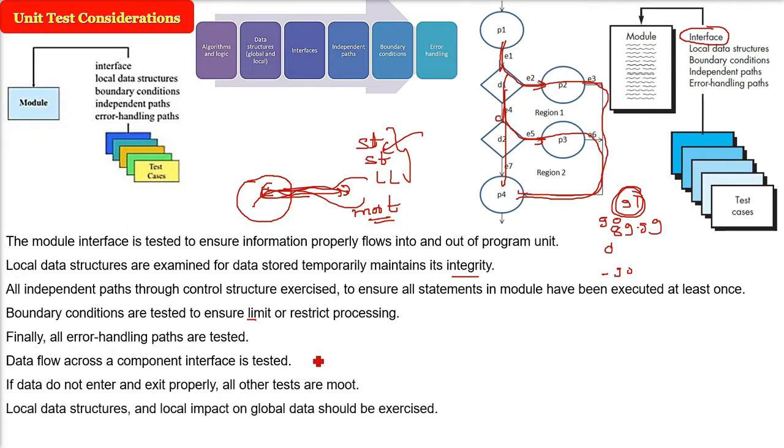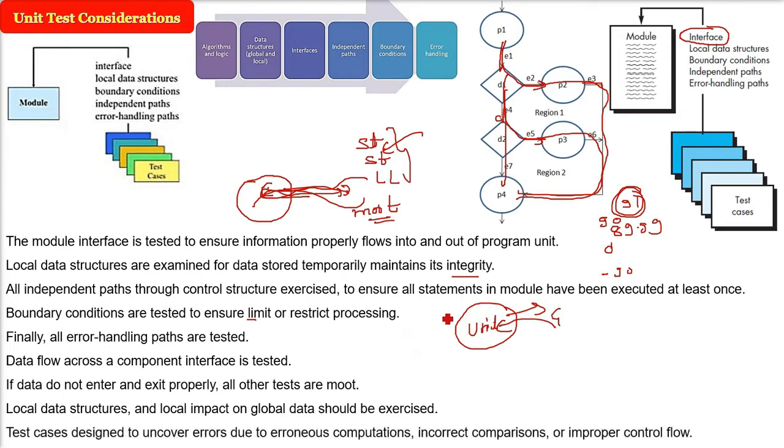So the local data structure which you have used, it may be possible that when you combine it with other units, there can be global data which may have some impact on the local data structure, and that needs to be exercised as a part of a unit test, right? So local data structure along with the global effect is also a part of your unit test considerations.